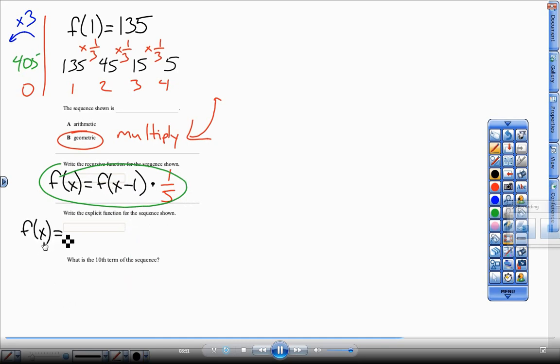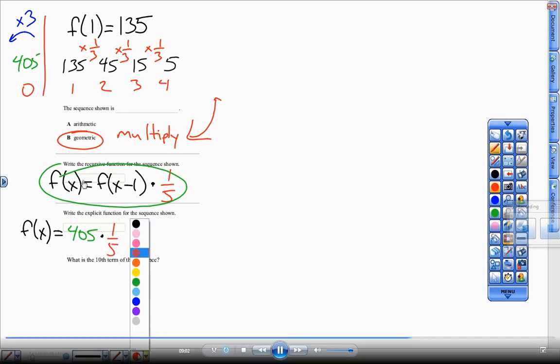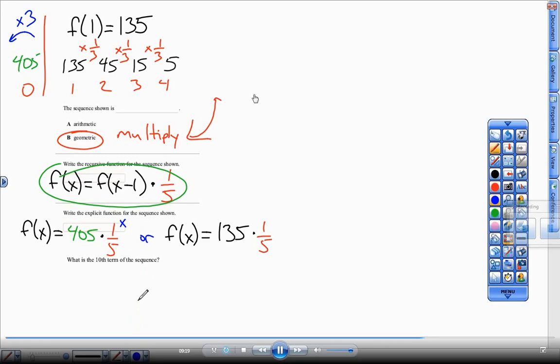The two explicits, I'm going to show you how to use the first term, 405, times that common ratio 1/3 raised to the x power if you use that one. Or f of x equals the first term, which is 135, times 1/5. Ooh, did I use 1/5? Oh my goodness, really?